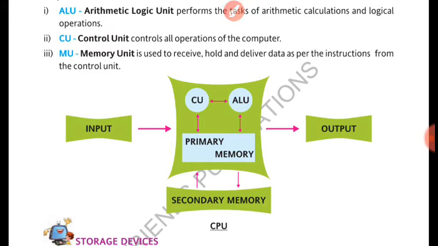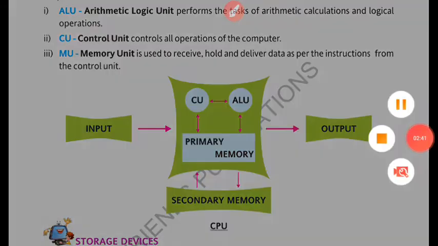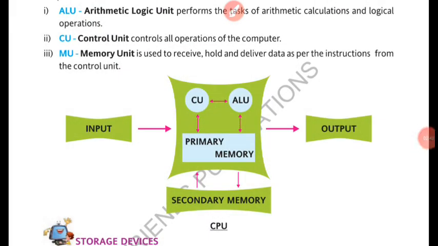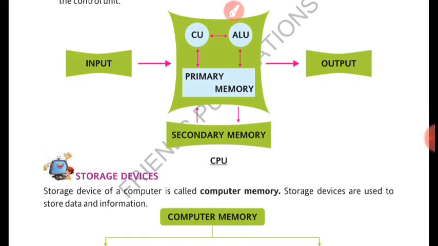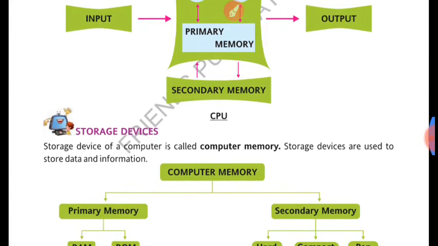Next is the MU unit. The MU unit holds and delivers the data as per the instructions which we give to the computer system, and all the operations and instructions are managed by the control unit. Right? I hope this will be understood to you. It is a small chip in the computer. Remember, don't get confused.